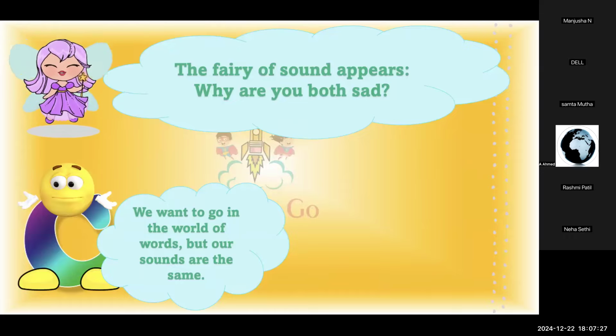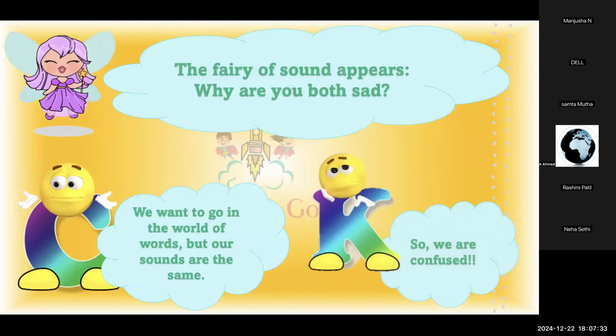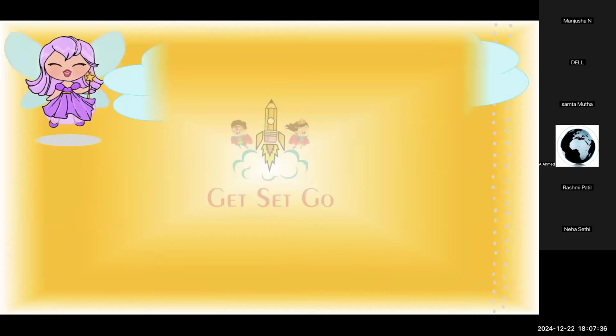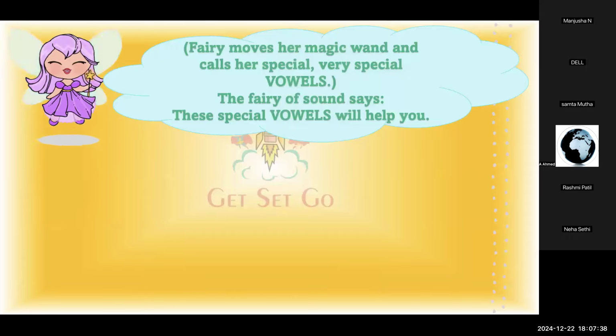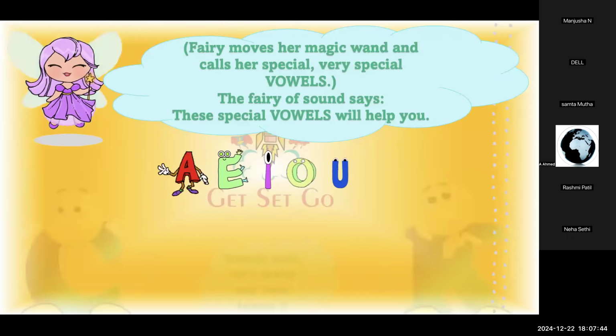Like I told you, children remember things better when you teach them through stories. So this is how. Letter K is also sad. Like, when should we go? So then what did the fairy do? The fairy says, let's call our special vowels. They will help you. So this is how vowels appear.